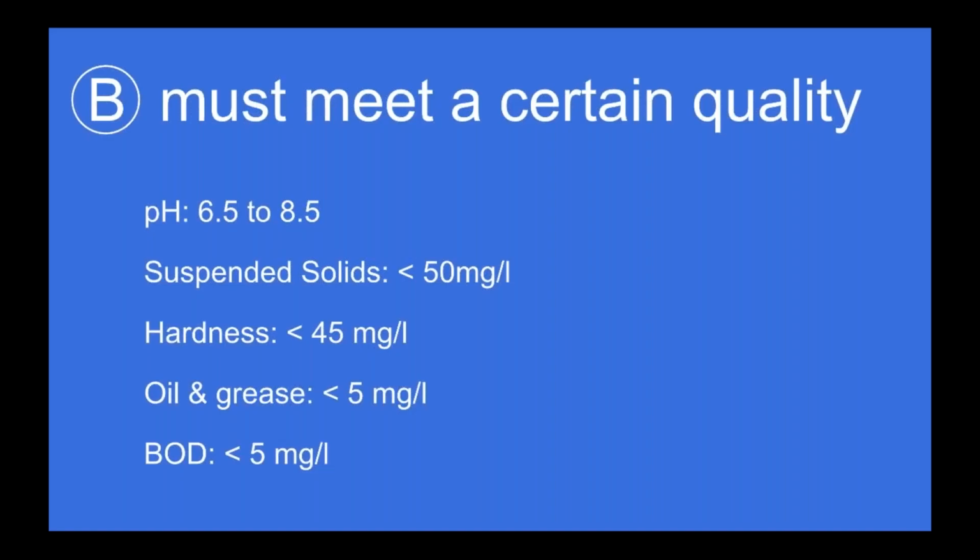The water input into the wastewater recycling plant needs to have a pH value of 6.5 to 8.5. It needs to have suspended solids that are less than 50 milligrams per liter. It needs to have hardness that is less than 45 milligrams per liter. It needs to have oil and grease, which is less than 5 milligrams per liter. And the BOD value should be less than 5 milligrams per liter.